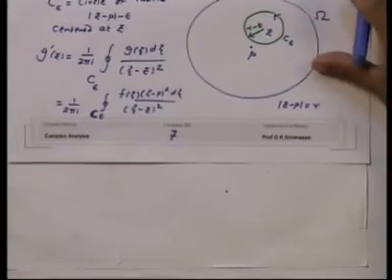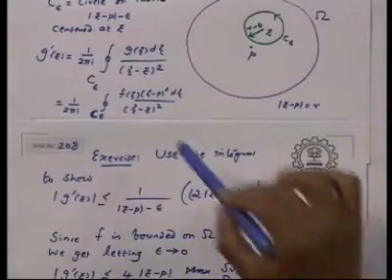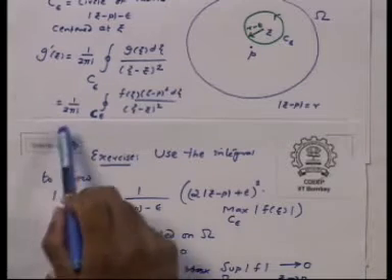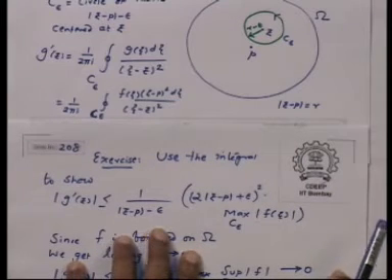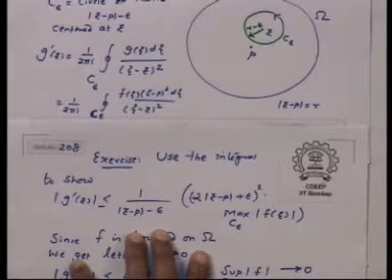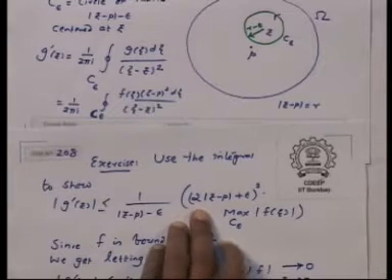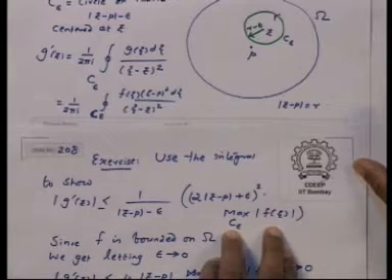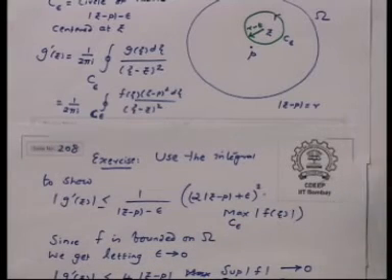So, here is your first exercise in this chapter. Exercise: use the integral to show that, taking the absolute value on both sides, mod g prime of z is less than or equal to 1 over (mod z minus p minus epsilon) into 2 into (mod z minus p plus epsilon) the whole squared into the maximum of f of zeta over C epsilon. Remember, mod f is bounded on omega, that is the hypothesis.